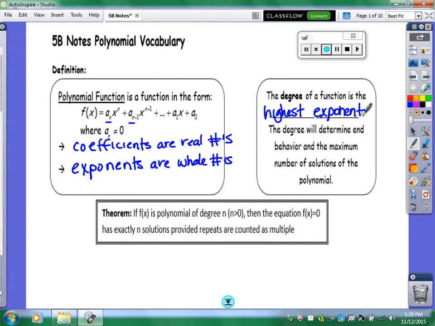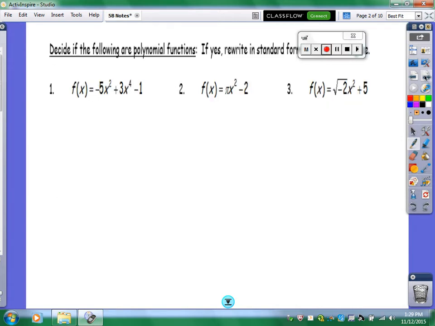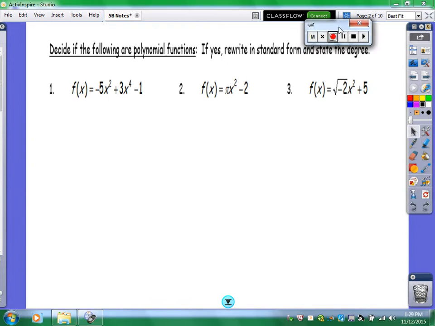Now the following theorem, and we're going to put this in application here in a little bit, says if f of x is a polynomial of degree n, which is greater than 0, then the function f of x equals 0, the zeros, will have exactly n solutions provided repeats are counted as multiples. And I'll show you an example of this in a little bit.